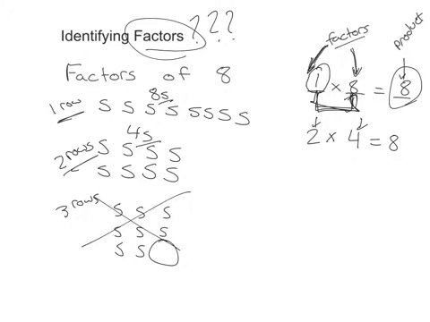The reason is there's no sense in doing 4 rows because we already had 4 up here. If we have 4, we're just going to have 2 in each row. So we've already done that. Once we start repeating things we've already done, we know we're finished. So in this case, what are the factors of 8? The factors of 8 are 1, 2, 4, 8.